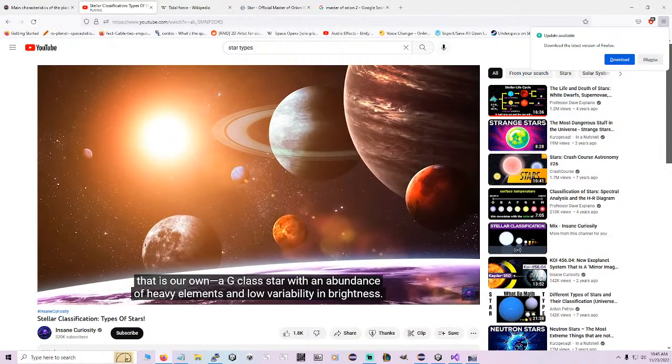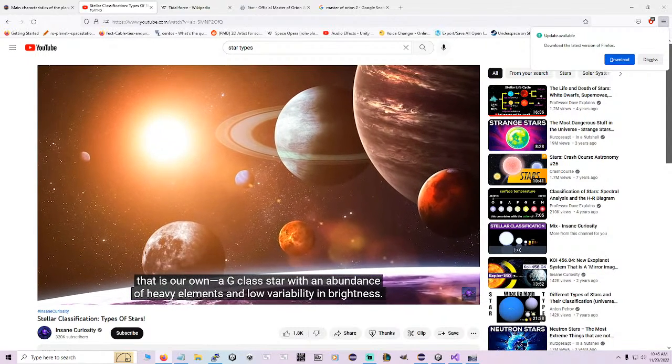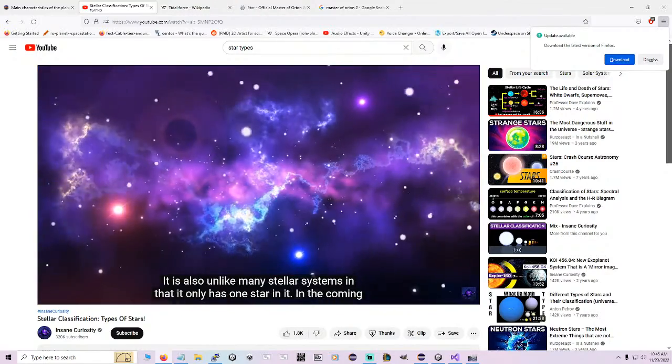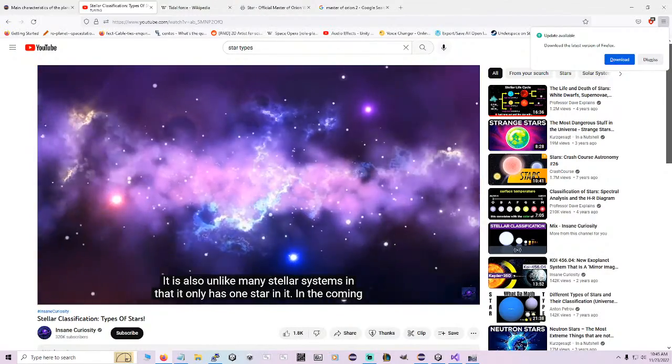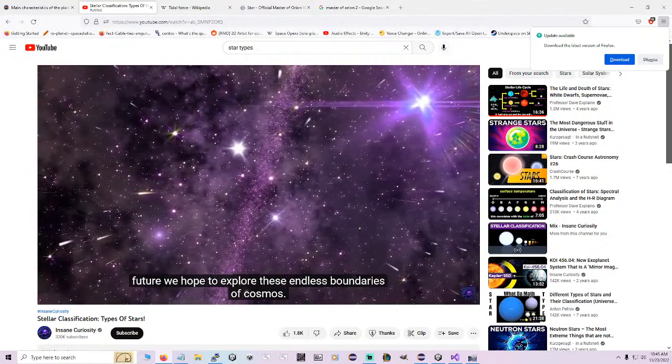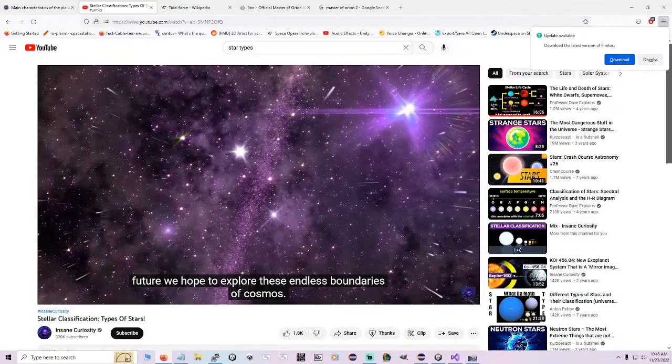A G-class star with an abundance of heavy elements and low variability in brightness. It is also unlike many stellar systems in that it only has one star in it. In the coming future, we hope to explore these endless boundaries of cosmos.